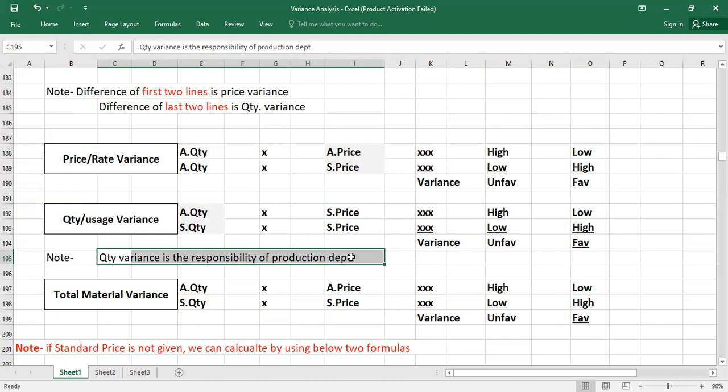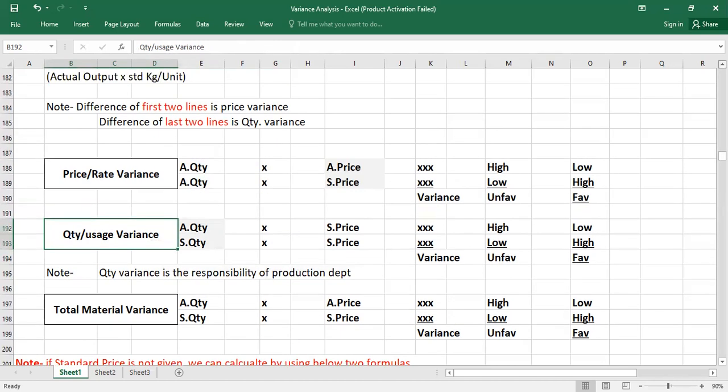Now guys, if you want to calculate the total material variance under flexible budget, what we can do is just net off the price variance and the quantity variance. If you net these two values, you will get one variance, that is called total material variance. In other words, if you want to calculate the total material variance, we can calculate it by using a formula also.